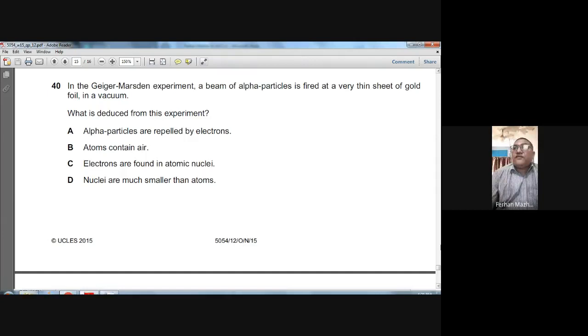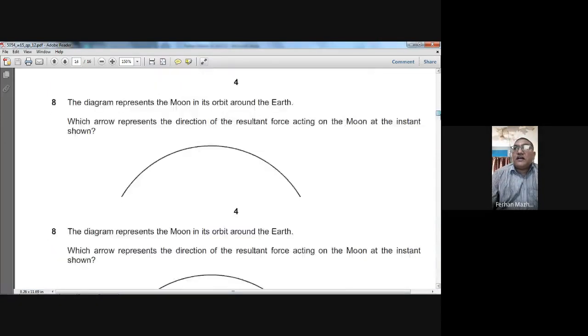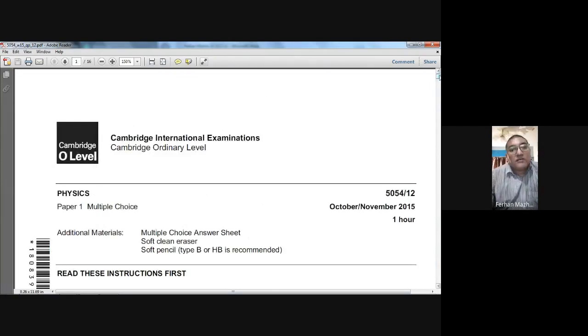So that's it for today. Today we have done October/November 2015, paper 1-2. It's an MCQ paper of the Physics 5054 course.